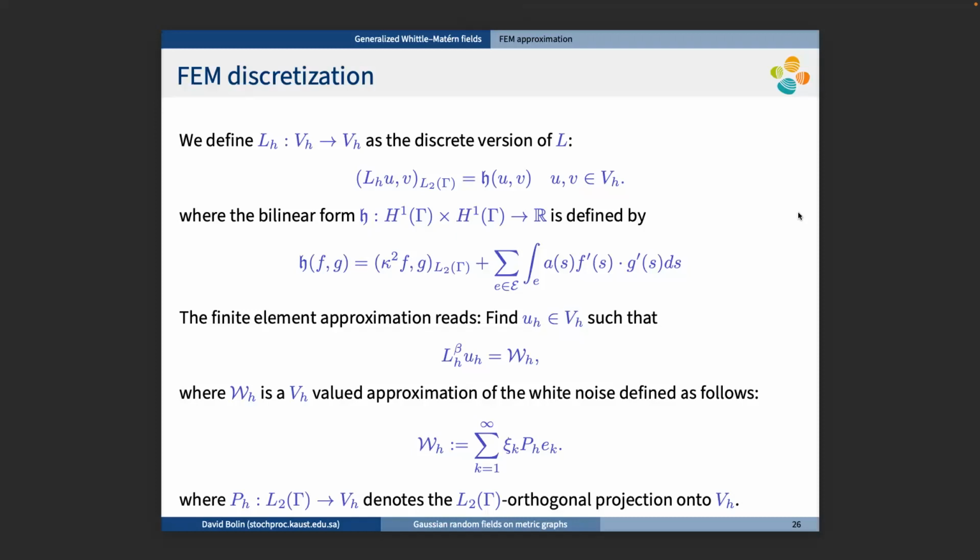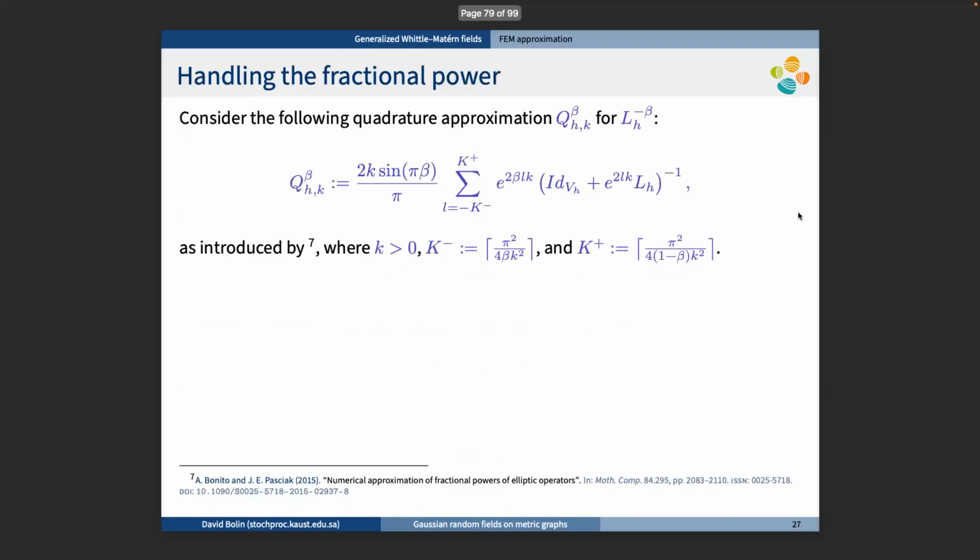So this is quite standard, except now that you have this L_h to the power of beta, so you have a fractional power, so you have to deal with this fractional power somehow to get to something that you can actually implement in a computer. And there are actually many proposed methods for doing this. So you can, for instance, use the Bonito-Pasciak quadrature approach for doing it.